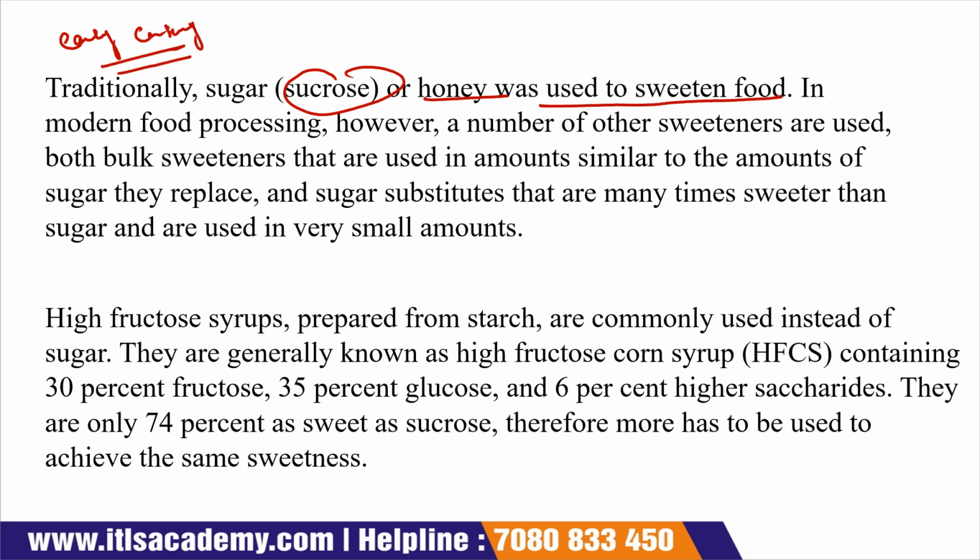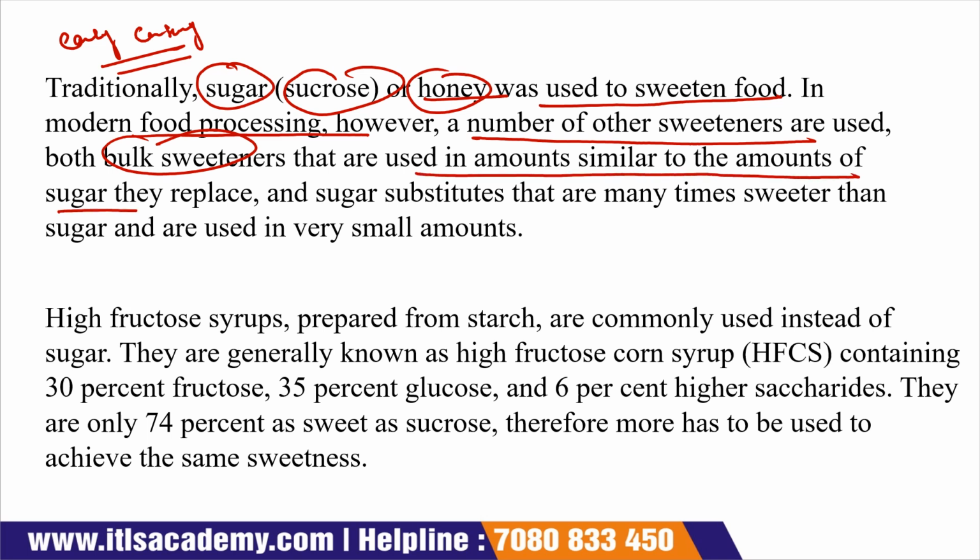sugar or honey were used as sweetened food, but in modern food processing a number of sweeteners are used, both as bulk traditional sweeteners, which are used in an amount similar to the amount of the sugar they replace, and sometimes as sugar substitutes that are many times sweeter than sugar and are used in very small amounts. Both types of sweeteners are present in the market. The first one is called a bulk sweetener.